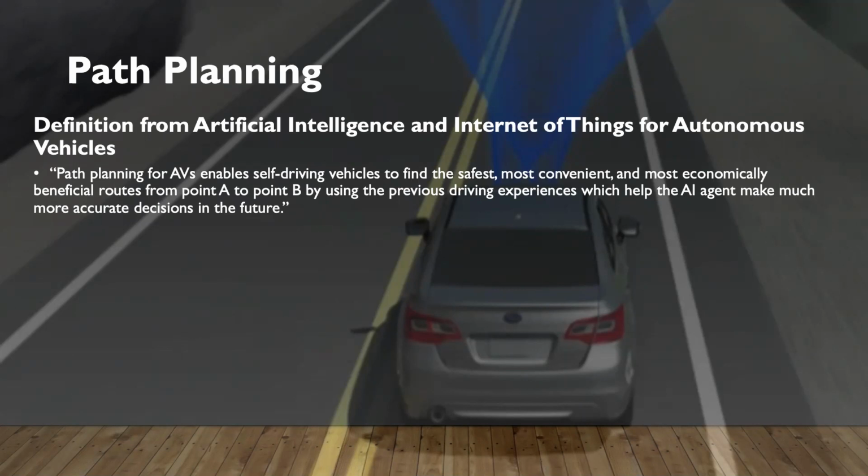vehicles to find the safest, most convenient, and most economically beneficial routes from point A to point B by using the previous driving experiences, which help the artificial intelligent agent make much more accurate decisions in the future. After the path is planned, the vehicle can identify objects, other vehicles, pedestrians, animals, and traffic lights to reach the destination.